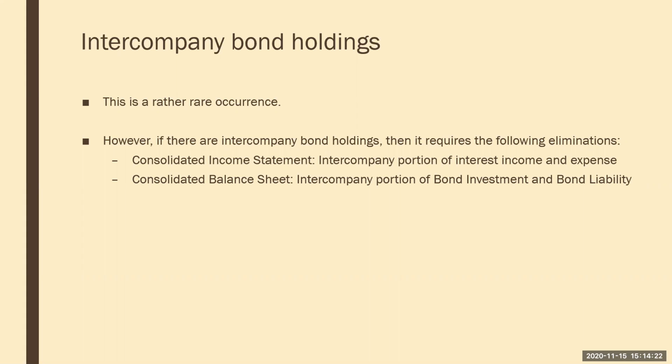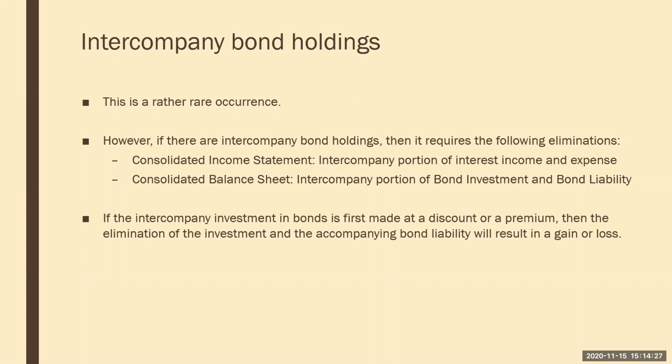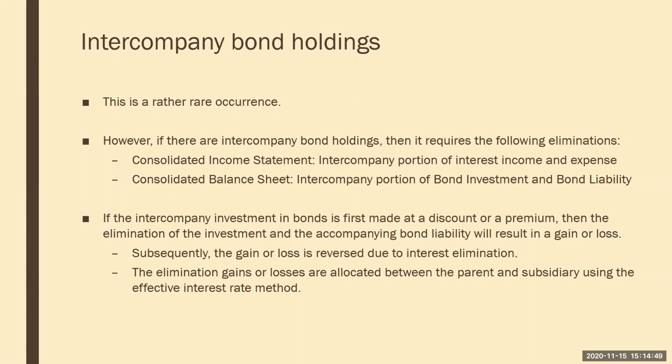Usually, this would not cause a whole lot of grief if the bonds had been issued at par. However, if the intercompany investment is made at a discount or a premium, then the elimination of the investment and the accompanying bond liability may result in a gain or a loss. This gain or loss is subsequently reversed due to interest elimination, and such elimination of the gains or losses has to be allocated between the parent company and the subsidiary using the effective interest rate method.